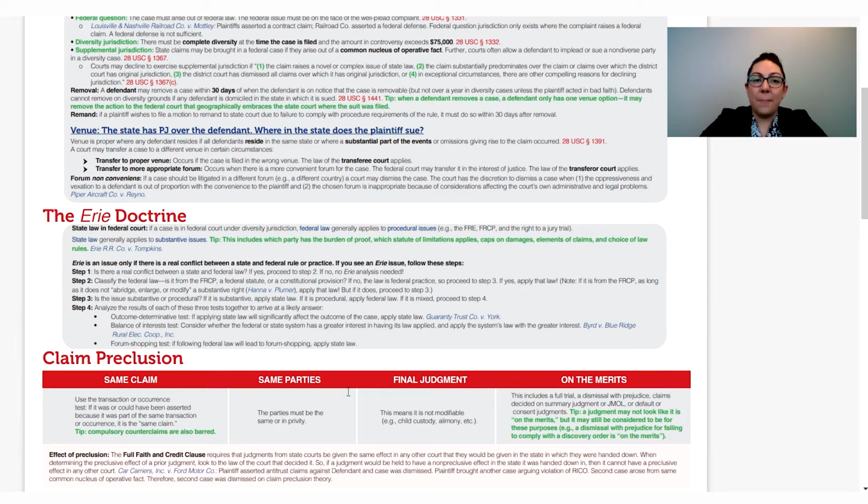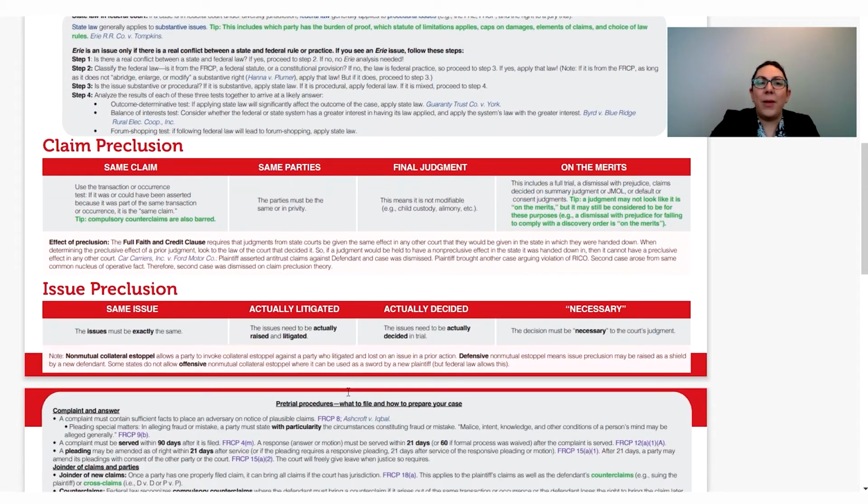You could also use the balancing interest test. Balance the interest of the federal government against the state government and ask who has a stronger interest in having their law applied. You can also look for forum shopping. Is someone just forum shopping or trying to pick the most beneficial law by filing where they filed their lawsuit? And if that's the case, then the court would likely go ahead and apply the state law to that particular issue.